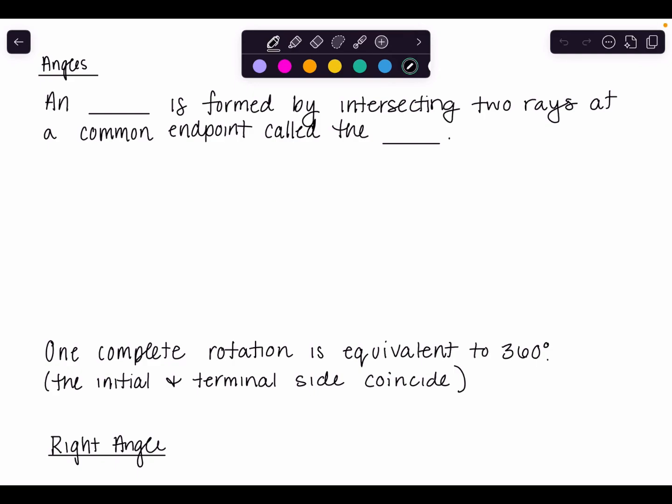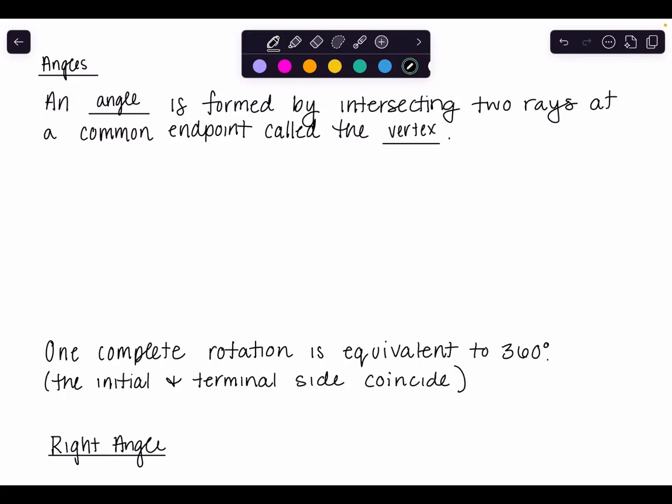So our very first section is going to be about angles. You have seen these at some point in your life before. We're just going to define them more formally. So in general, an angle is formed by intersecting two rays at a common endpoint called the vertex.